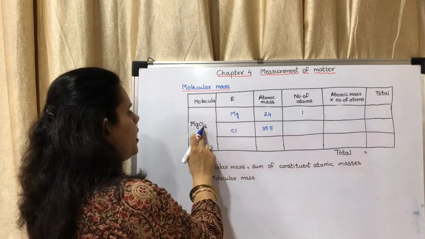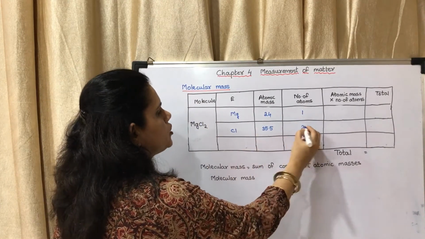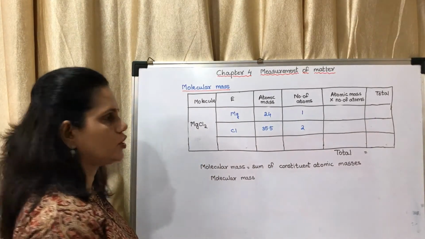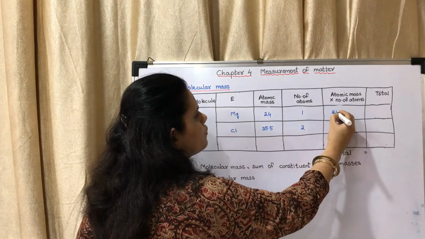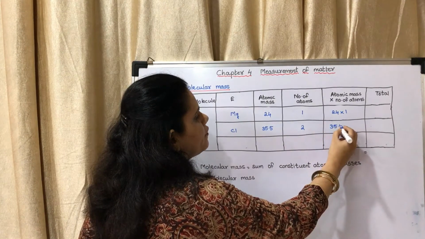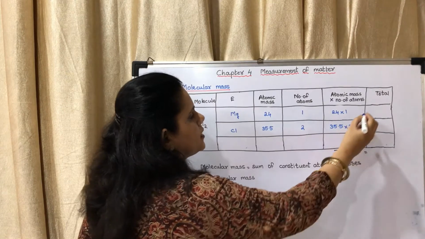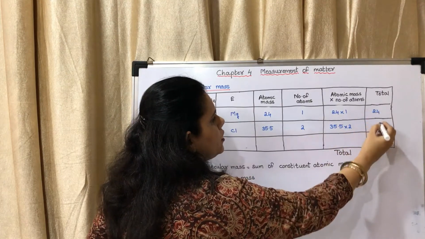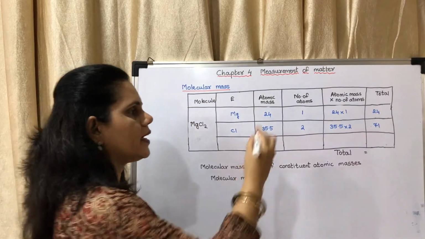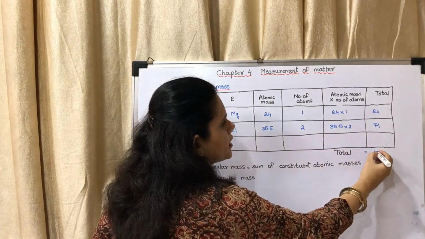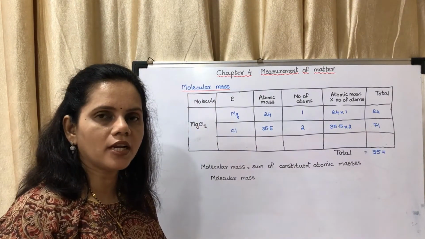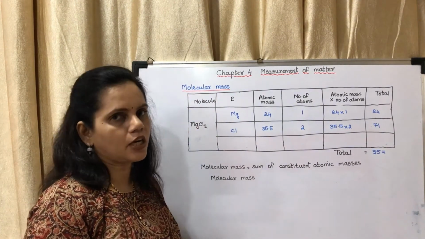It is 1. How many atoms of chlorine? It is 2. So you may see here, magnesium is 1, chlorine is 2. So you have to take 24 multiplied by 1 and 35.5 multiplied by 2. This you will get as 24. This you will get as 71. Okay, so by adding it, you will get the value 95 Dalton. So this is the molecular mass of magnesium chloride.